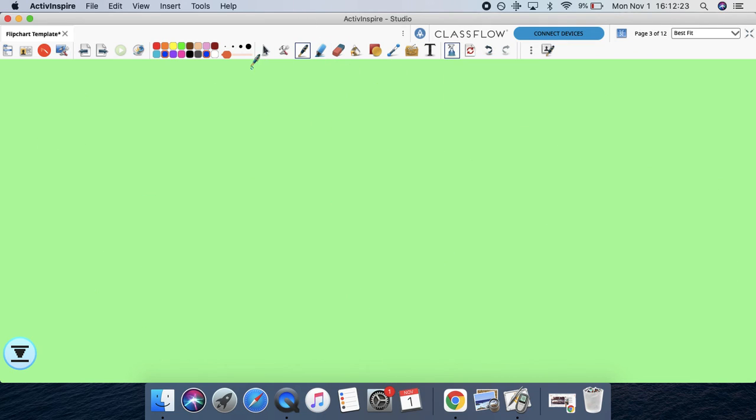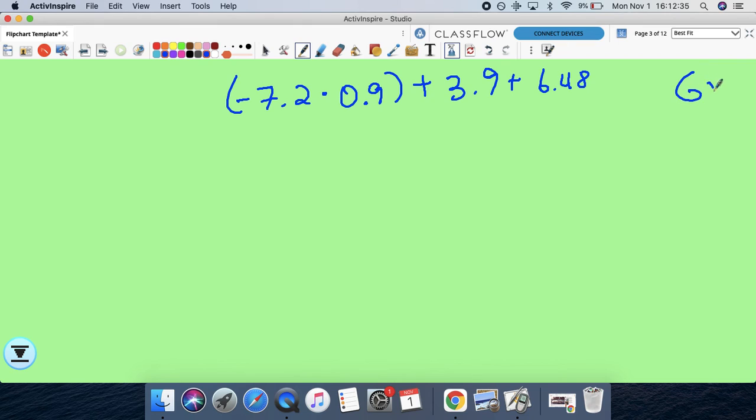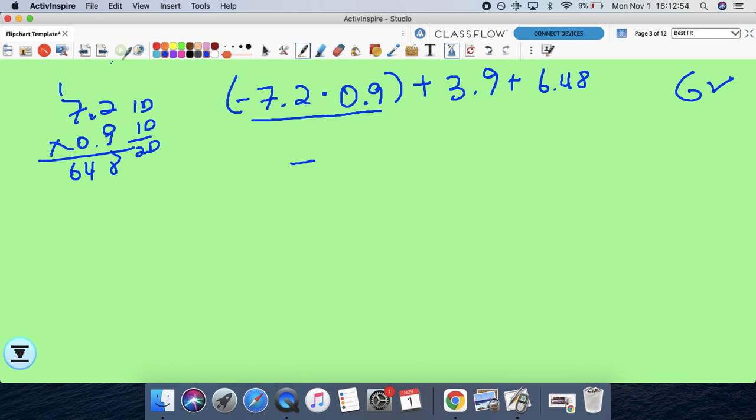Then negative 7.2 times 0.9 plus 3.9 plus 6.48. So that's not that bad. So first, grouping, yes, we have to do these first. So let's do negative times a positive is a negative. And then 7.2 times 0.9. 1 decimal place, 1 decimal place. So there's 2 decimal places. 9 times 2 is 18, carry 1. 9 times 7 is 63, plus 1 is 64. Then we add a 0.